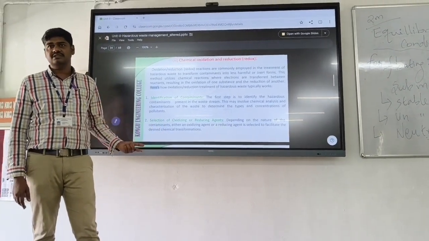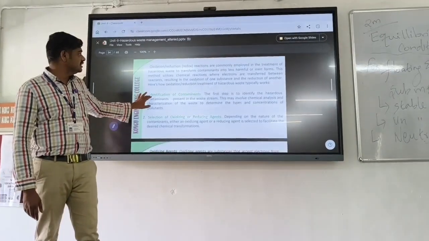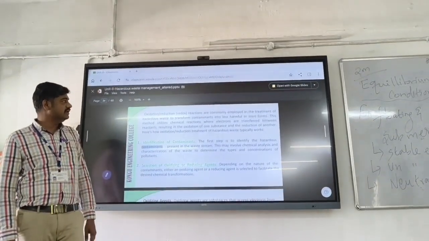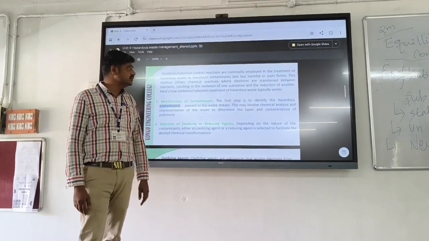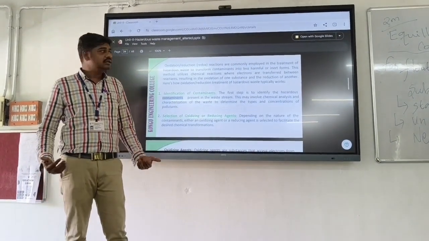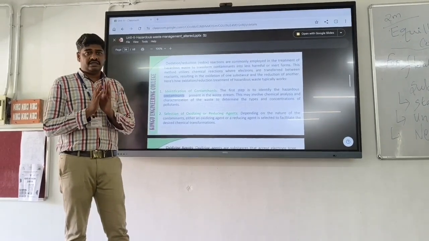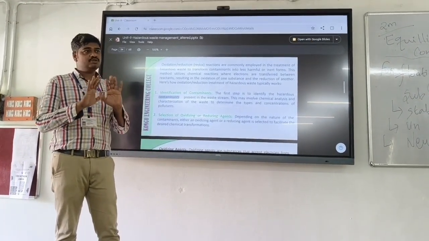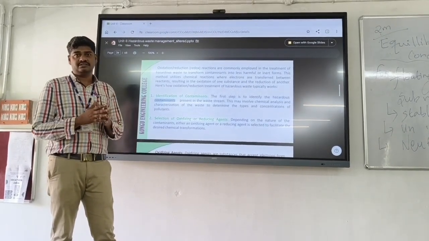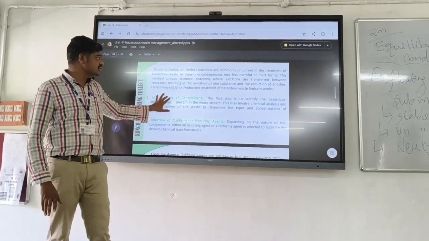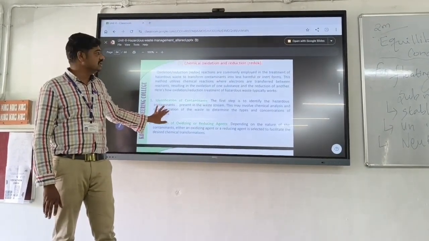What do you mean by oxidation? It's a loss of electrons, right? Oxidation-reduction reactions are commonly employed in the treatment of hazardous waste to transform contaminants into less harmful or inert forms. Hazardous materials are very dangerous to human beings, so they will be converted into inert materials by using this method. This is oxidation and reduction; shortly we call it the redox method.